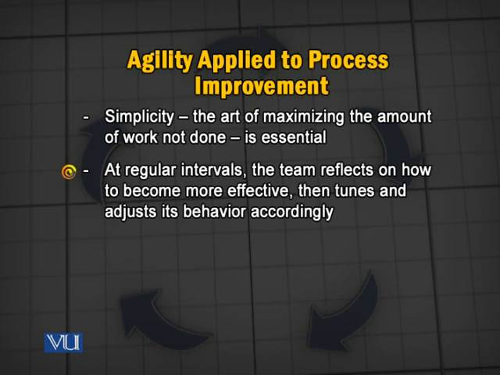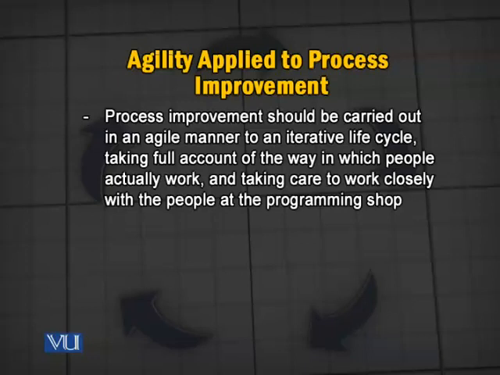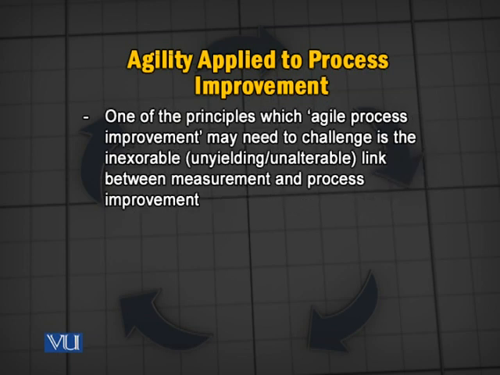So these are some of the principles that we can develop as to the process improvement activities. We can say that process improvement should be carried out in an agile manner, in an iterative life cycle, taking full account of the way in which people actually work, and that's very important. The focus here is on people and taking care to work closely with the people who are actually doing the programming and other things. One of the principles which agile process improvement may need to challenge is the unyielding or inexorable link between measurement and process improvement.